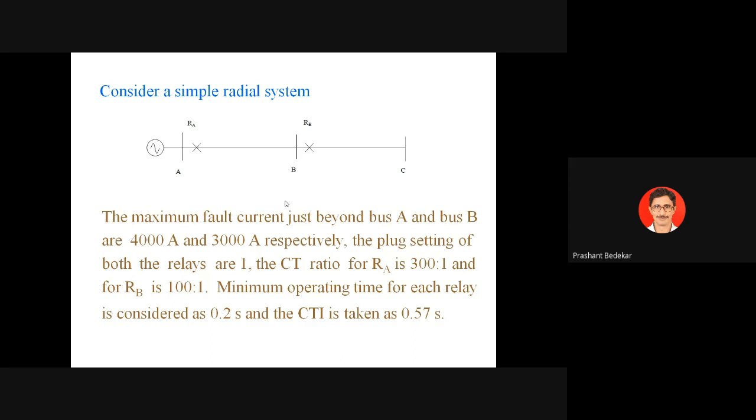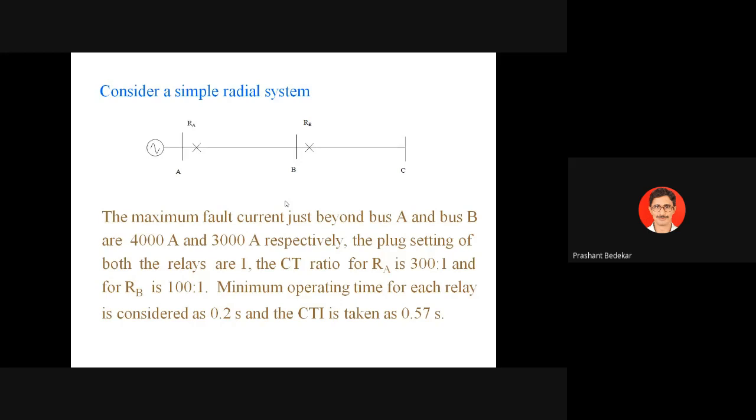The plug setting of both the relays is 1. Plug setting is 1 means, in other words, plug setting is 100%. 100% means 1. I am taking a particular problem related to overcurrent relay coordination; those who are not in touch with power system protection at present may not recall this, but anyway, we will continue. The plug setting of both the relays is 1, meaning 100%.